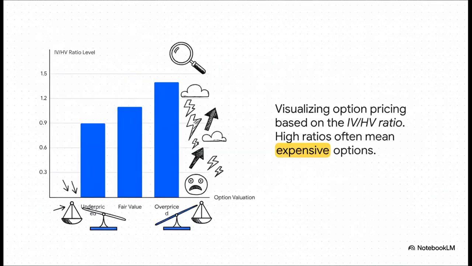To put it even more simply, you can just picture it like this. Is the ratio low? Then the market might be getting a little too comfortable, maybe underestimating the risk. That means options could be a bargain. Is it high? Then fear is in the driver's seat, making those same options pretty pricey.